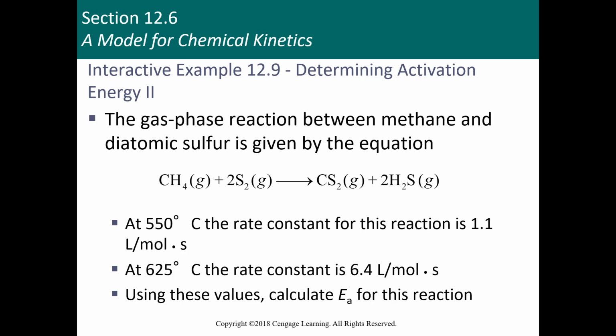So here's another interactive example of a course for determining the activation energy again. We have this reaction again. Right here is the reaction. At 550 degrees Celsius, the rate constant for this reaction is 1.1 liters per mole per second. At 625 degrees Celsius, the rate constant is 6.4. And so we can see it goes up a lot. Use these values to calculate Ea for this reaction.